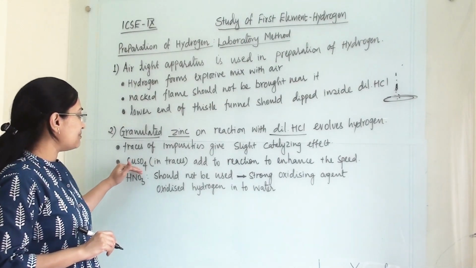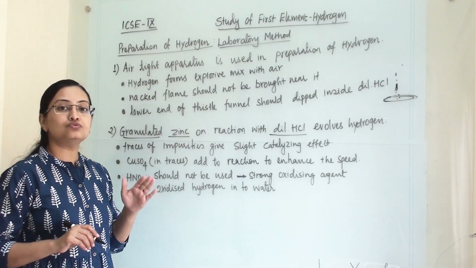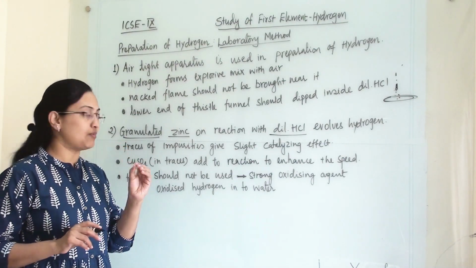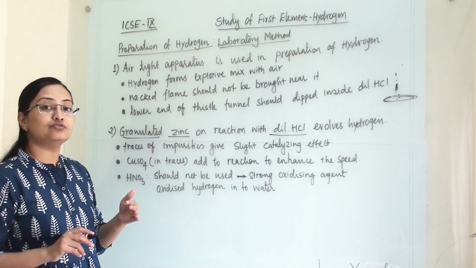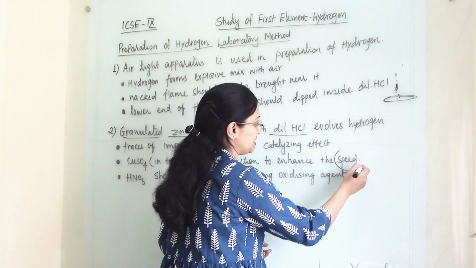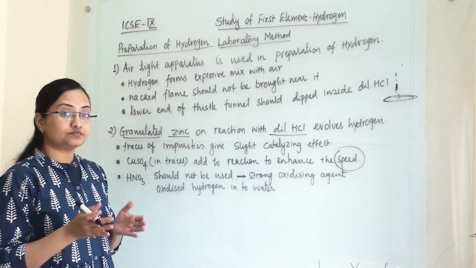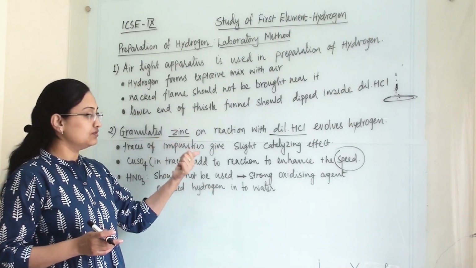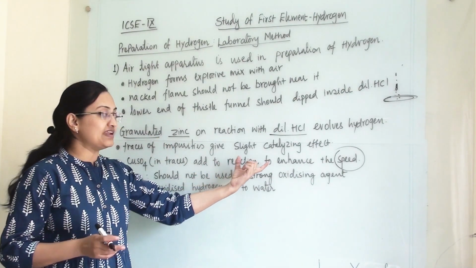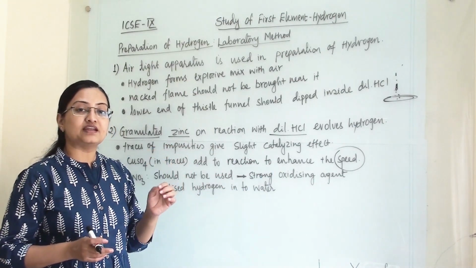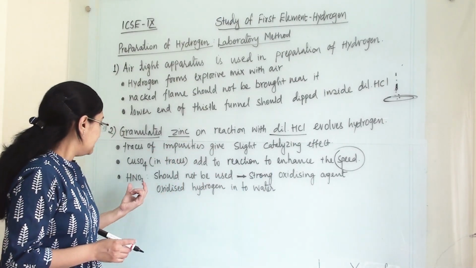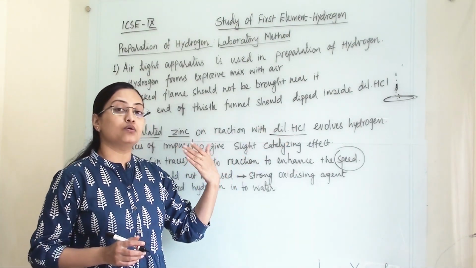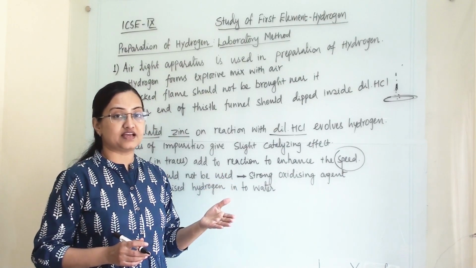Then second, sometimes we are also adding CuSO4, that is copper 2 sulfate, in a very small amount, that is in traces. We are adding it to the reaction to enhance the speed. So a reason can be asked like, why are we adding copper 2 sulfate in this reaction. There we need to write that it will enhance the speed of reaction, so we are adding it in traces.